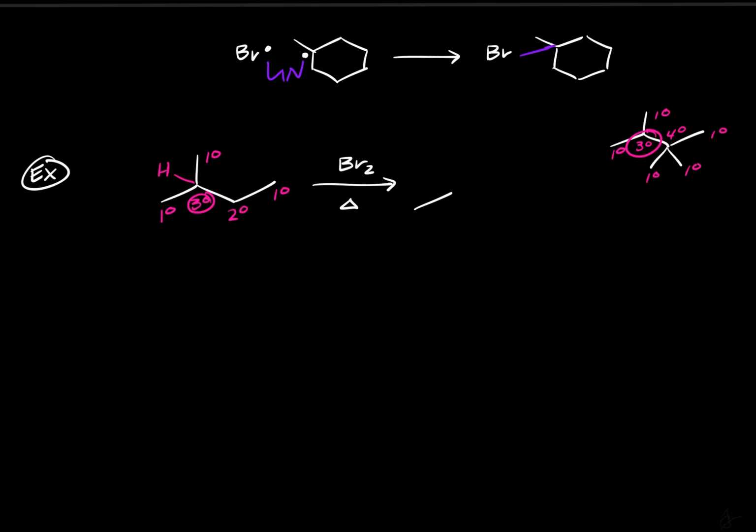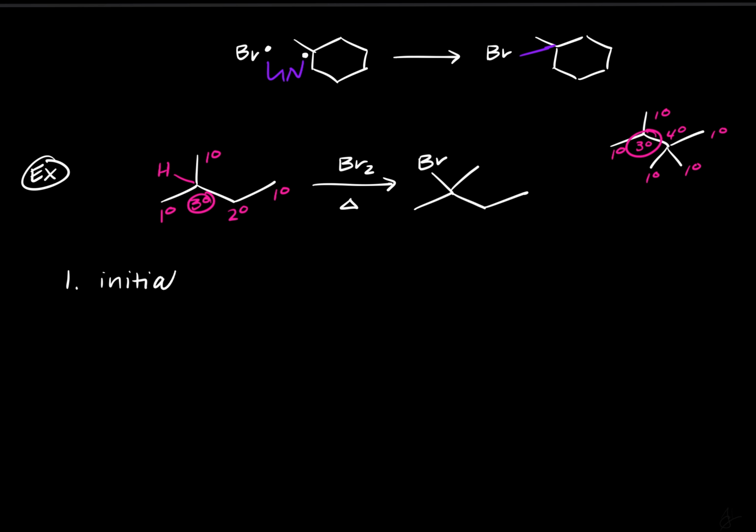But let us draw the product of this reaction. So we'll replace that hydrogen with a bromine. And that's it. That's all for this particular reaction. If you were asked to draw it as a box problem, this is it. In terms of mechanism, we have 3 steps.